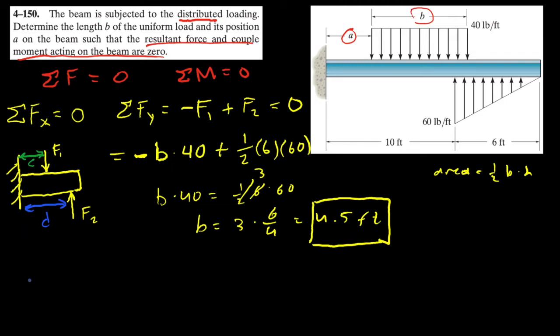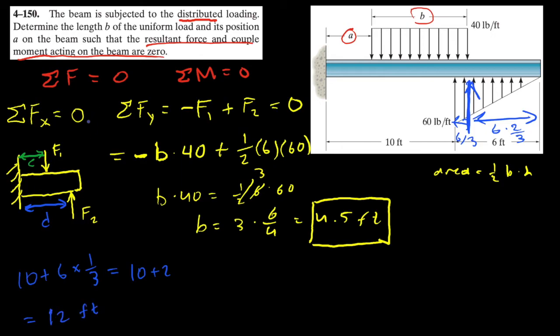So we can find D right away because the values given to us are numbers here. For D, it will be 10 plus 6 times 1/3. And that 1/3 is happening because if this is our point load, the distance here is 6 times 2 over 3, whereas the distance here is 6 over 3. I exaggerated a bit, it's not to scale, but you get the point. So this is equivalent to 10 plus 2, which is 12 feet. So we already have distance D.